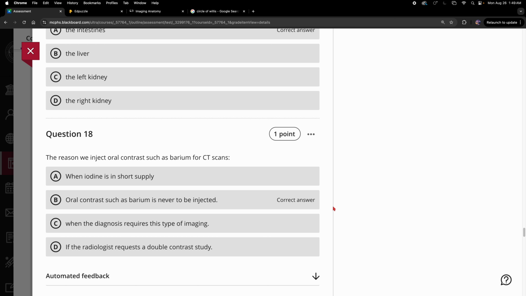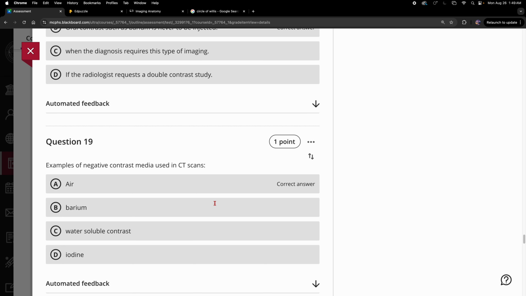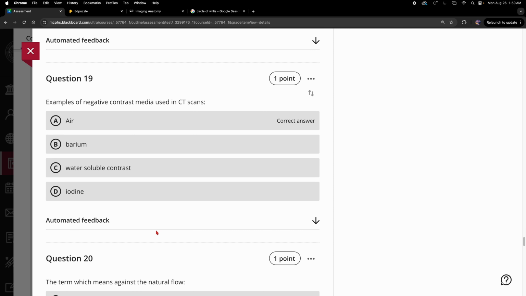The reason we inject oral contrast, such as barium, for CT scans, well, we never do. Oral contrast, such as barium, is never to be injected. Number 19, examples of negative contrast media used in CT scans. Well, we kind of alluded to this earlier. That'll be air. We do use barium, we do use iodine, we do use water-soluble contrast.